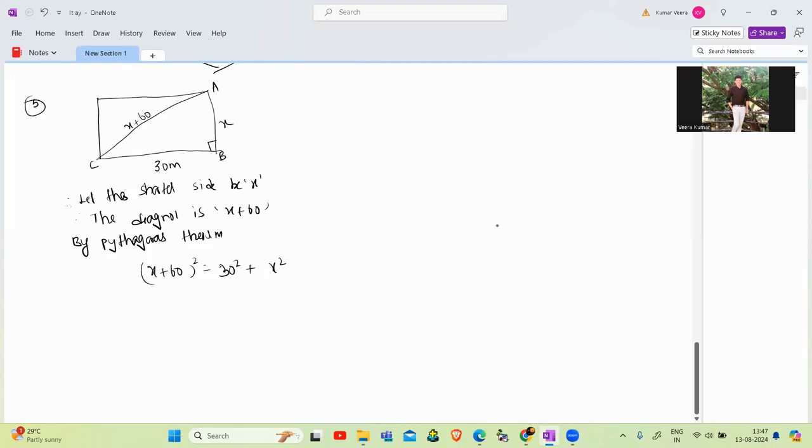That's it. So a plus b whole square is a square plus b square plus 2ab. 30 square is how much? 30 into 30 gives 900. x square as it is. 60 square is 3600. 2 sixes are 120x, is equal to 900 plus x square. So a square plus b square.